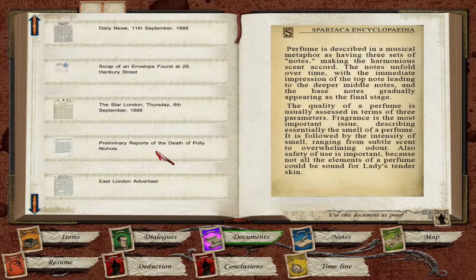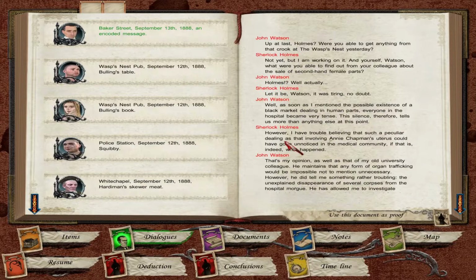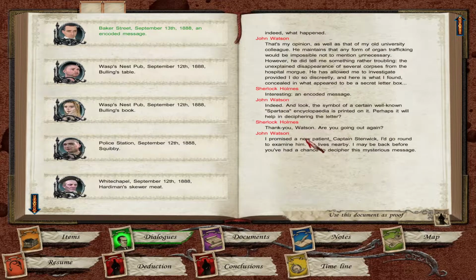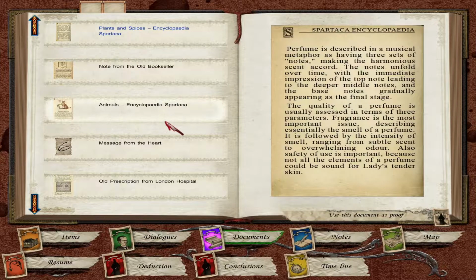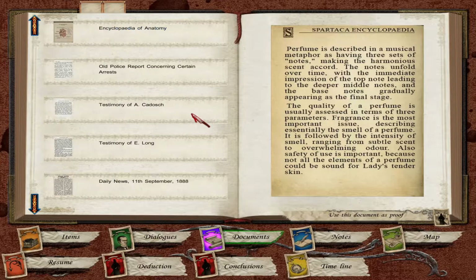What do I have? What did the dialogue say? Decipher, indeed, and look, the symbol of a certain well-known Spartaca encyclopedia is printed on it. Encyclopedia. Perhaps it will help in deciphering the letter. Oh, Spartaca. Okay, so plants and spices and animals. Anything else?